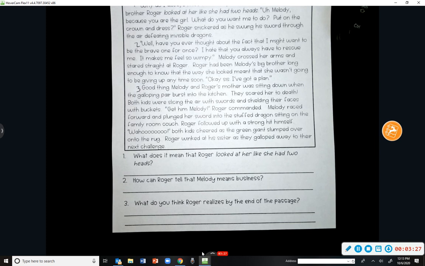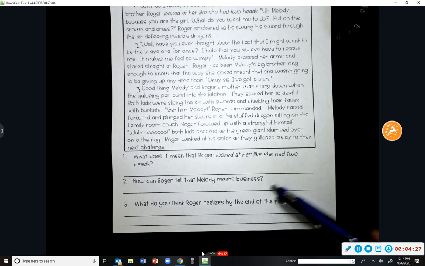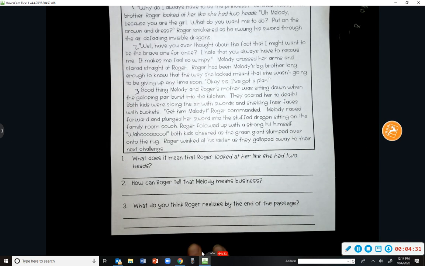Okay, so let's read question number 2. Evangeline? Good. How can Roger tell that Melody means business? Okay, so somewhere in our paragraph, Roger and Melody are doing something, and he realizes that Melody means business, and we have to figure out how he knows that. Okay, so we're going to keep our eyes open for that. Who's going to read question 3? Aaliyah? What do you think Roger realizes at the end of the passage? Okay, so at the end of the passage, Roger's going to realize something, and we have to figure out what he realizes. So we're going to try and keep our eyes open for that. So you always want to read your questions first so that you know what to look for in your passage. Okay? Have any questions about that so far?